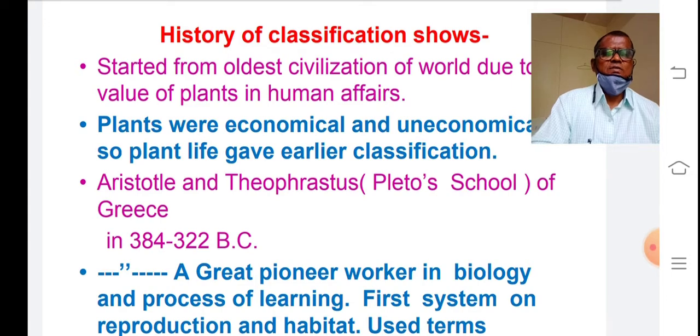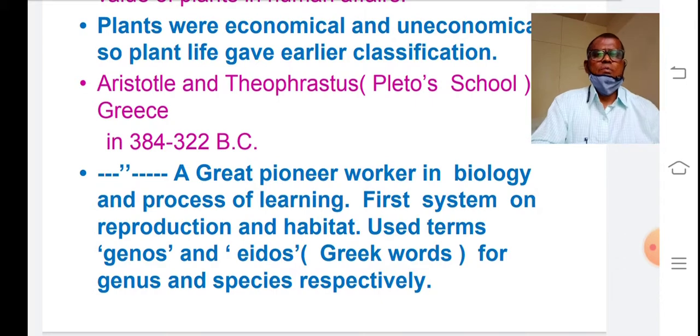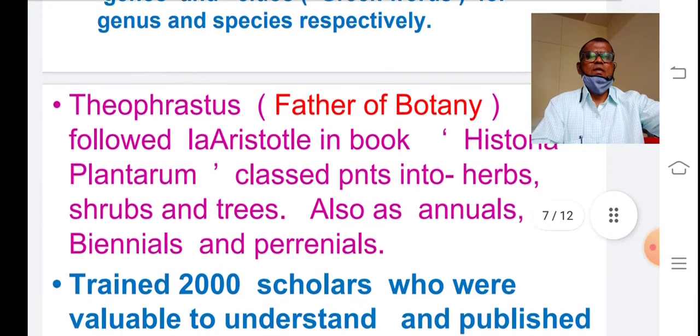So Theophrastus, the student of Plato in Greece, then Aristotle, were great pioneer workers in biology and the process of learning. The first system was based on reproduction and habitat. He first worked on plants and used the terms genos and eidos. These are Greek words, for genus and species. These are the Latin words; the Greek custom, the Latin language.